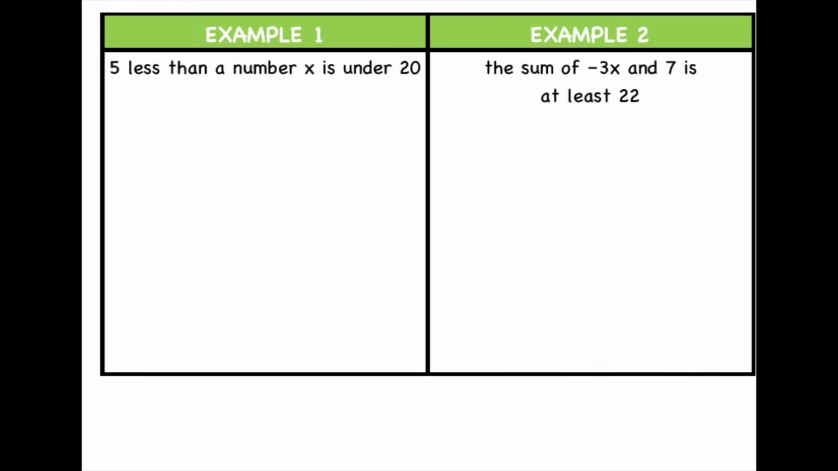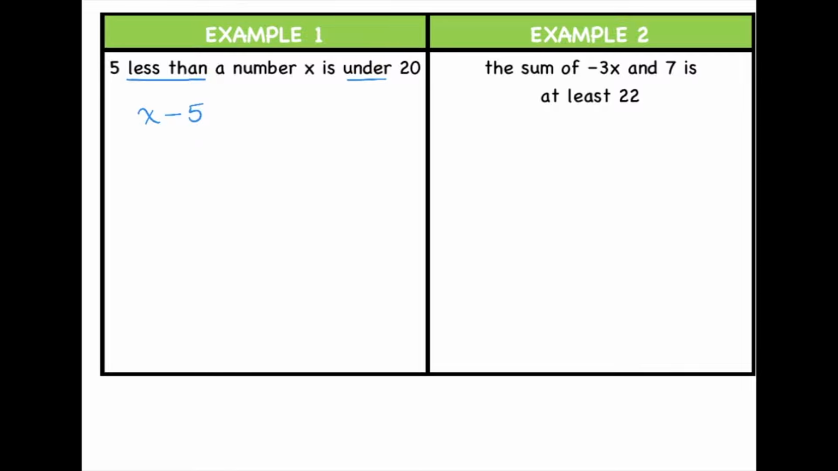Example 1, we have 5 less than a number x is under 20. So keywords that we need to take from this are less than and under. I'm highlighting less than because when we see 5 less than a number, that means we need to write the number first and use subtraction to represent less than and 5.